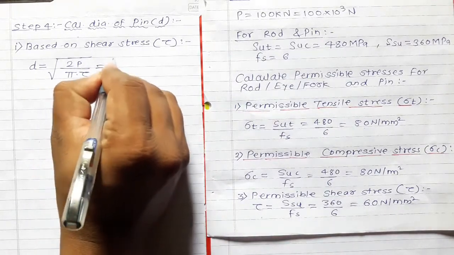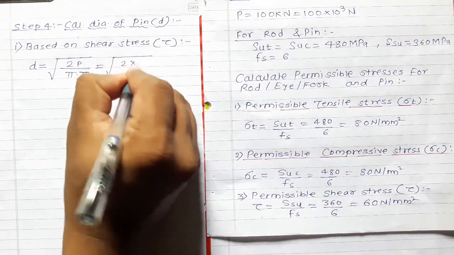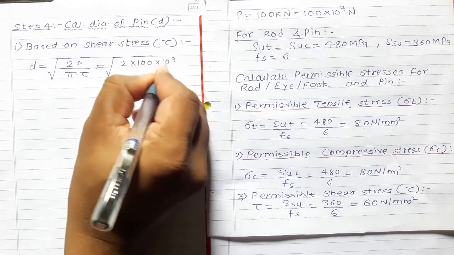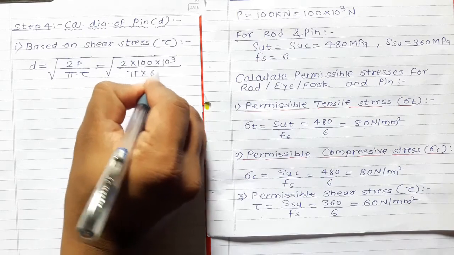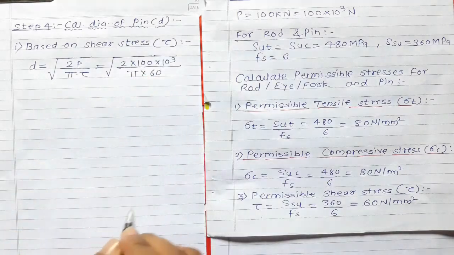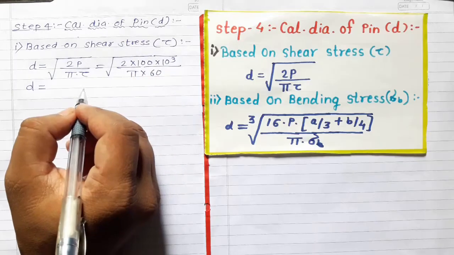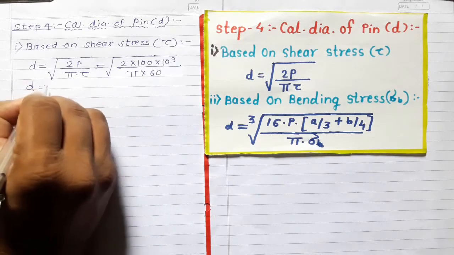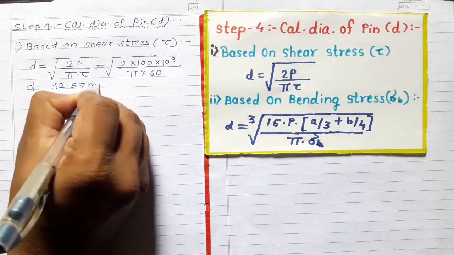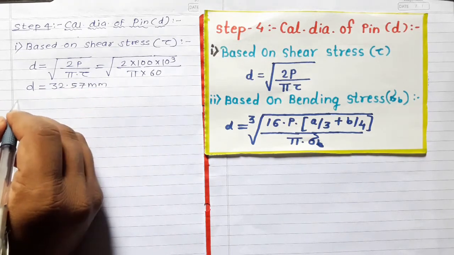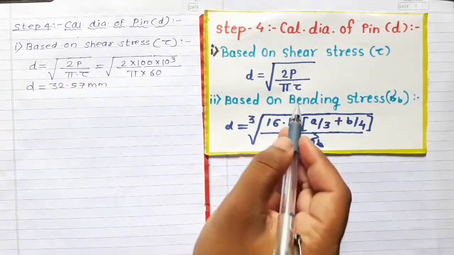So d is under root of twice into 100 into 10 raised to 3 upon pi into 60, and let us calculate this value of diameter of pin. If you calculate, you will get the answer as 32.57 mm. Okay, now let us calculate the diameter of pin based on bending stress.